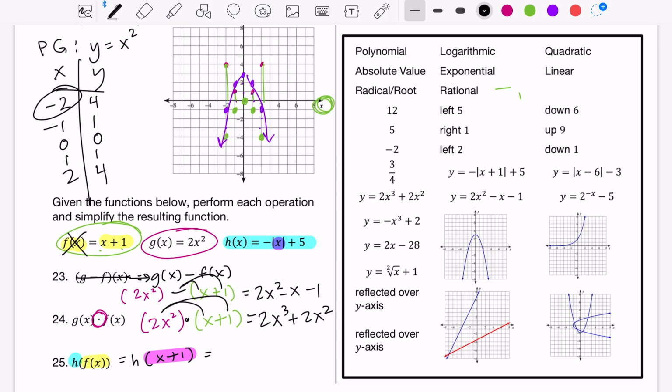So it's going to look like negative, because I'm copying that. And x is not my input anymore. My new input is this guy. So I'm going to put x plus 1 and then plus 5. So that is the answer for that guy.